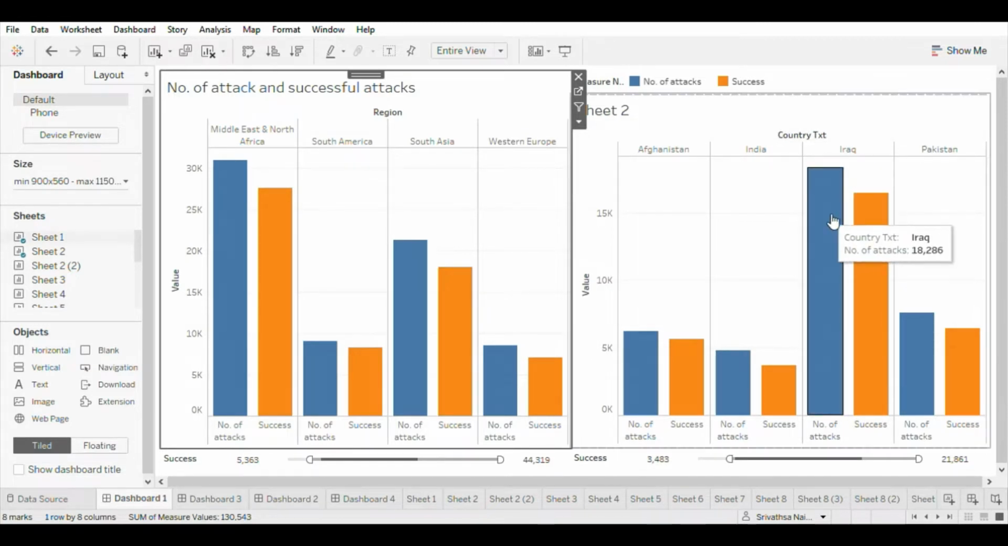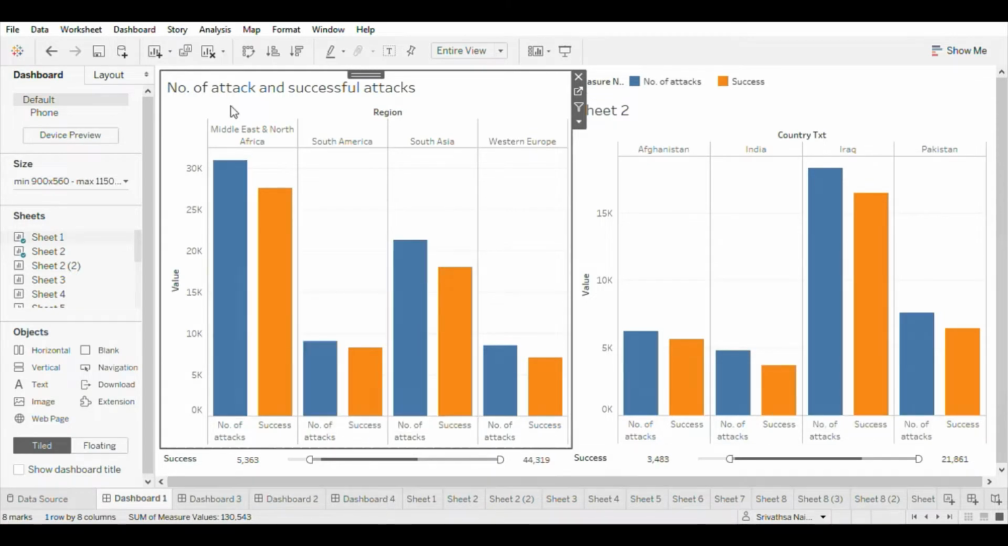Country wise we can see that the most attacked country is Iraq with 18,000 attacks as well as 16,000 successful attacks. The next worst being Pakistan, being hit with 7,600 attacks as well as 6,484 successful attacks. The next worst Afghanistan, and followed by India. India is the fourth most attacked country.